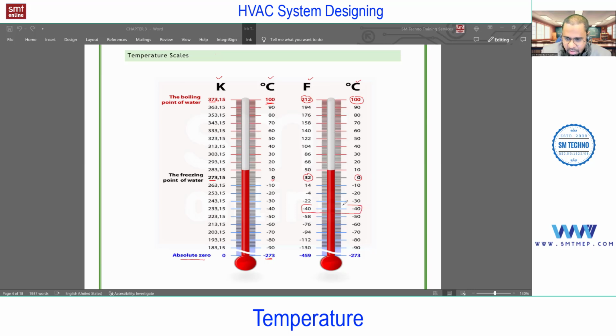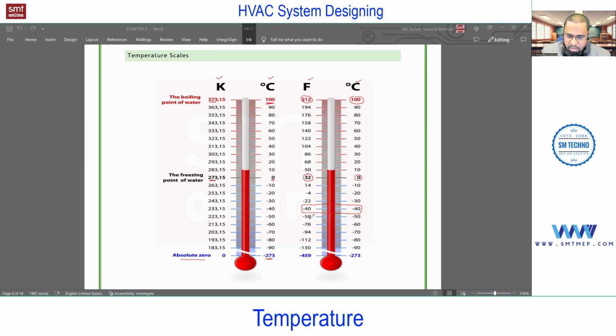You see at minus 40 degree, the difference of both the scales is 0. You see, minus 40 degree Fahrenheit equal to minus 40 degree centigrade. This question may be asked in an interview, or in a written exam. If any company conducts a written exam, you can expect this question, very basic. So remember, at minus 40, the difference of both the scales will be 0.